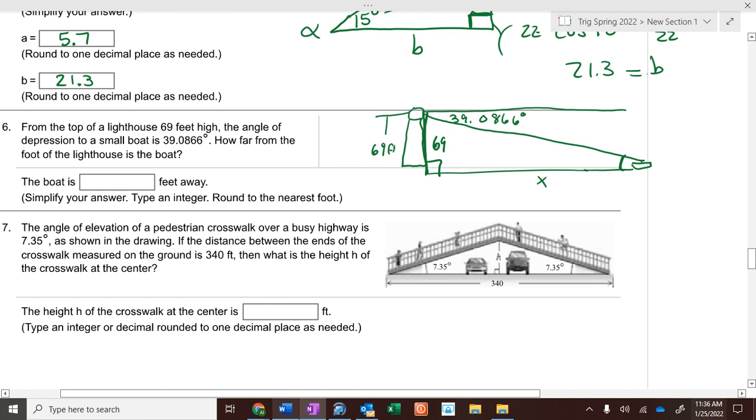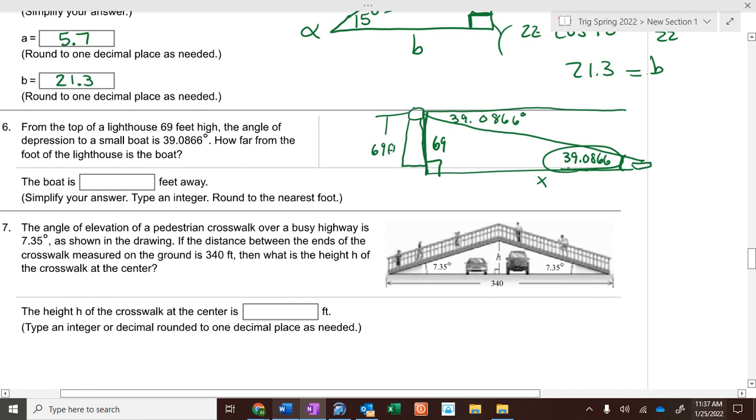This is a horizontal line. This is a horizontal line. These lines are parallel. So if this is 39.0866, this angle down here is 39.0866. The angle of elevation is equal to the angle of depression. Why? Because they are alternate interior angles from the world of geometry. Alternate interior angles. All right.